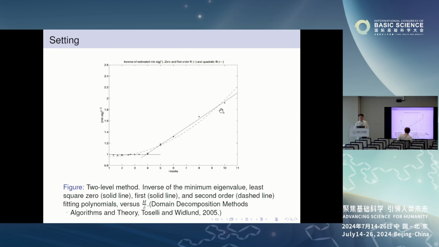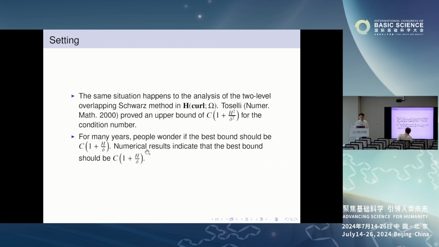This dashed line. Actually, if this point is the numerical result, this shows you it should be a solid line, by this fitting polynomial. What this means is that the numerical result indicates the bound should be 1 plus capital H over delta. This is from the numerical result, it shows you, but you cannot prove it. Everyone estimates just like this, and this is the program.